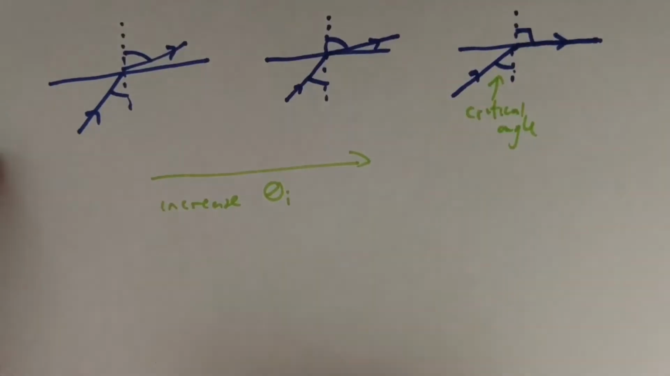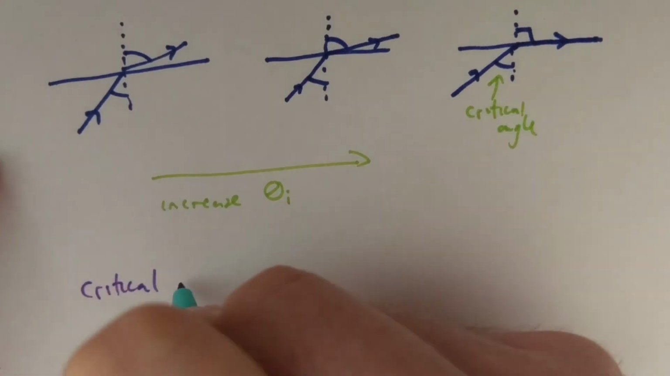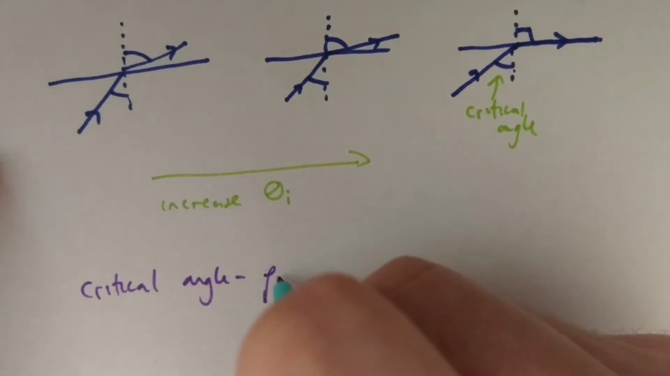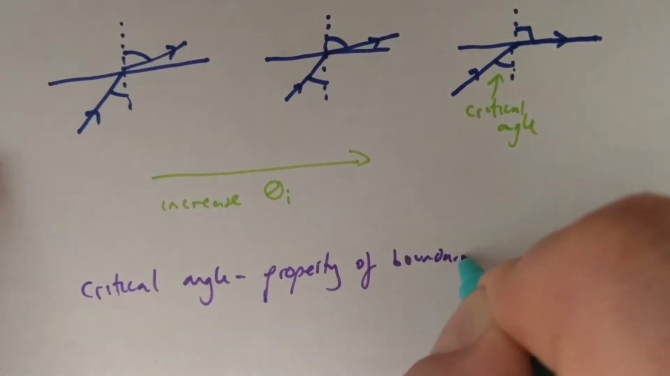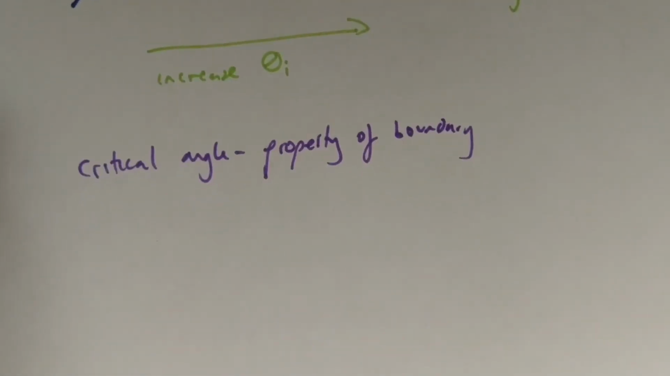The key thing with critical angle is that it is a property of a boundary. So it is dependent on both materials. It's not a property of a single material, it's dependent on the material of incidence and the material of refraction. And if you change one of those materials, you will change the critical angle.